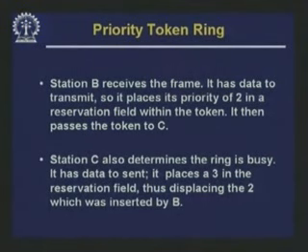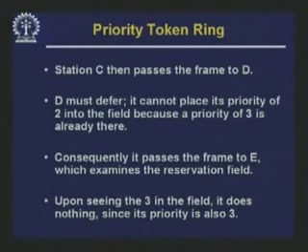Station C also determines that the ring is busy and it has data to send. So, it places 3 in the reservation field, thus displacing the 2 which was inserted by B. So, 2 gets replaced by 3 in the reservation field, other things remain as they are, with A's frame still moving along. Station C then passes the frame to D.